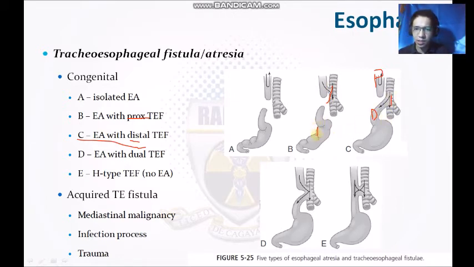Okay, so as you can see, the stomach in letter B is deflated. Murag balloon na deflate. While in letter C, naka-inflate na siya, napuno na siya hangin. So the reason for this is, diba, this is your trachea. Again, the main function of the trachea is passage of air.